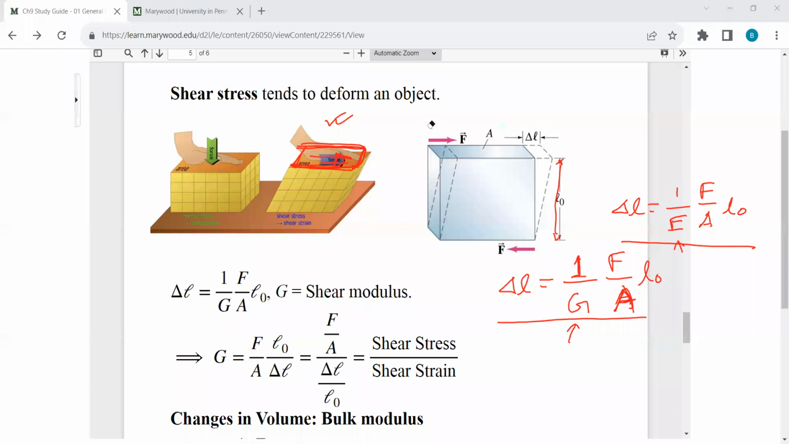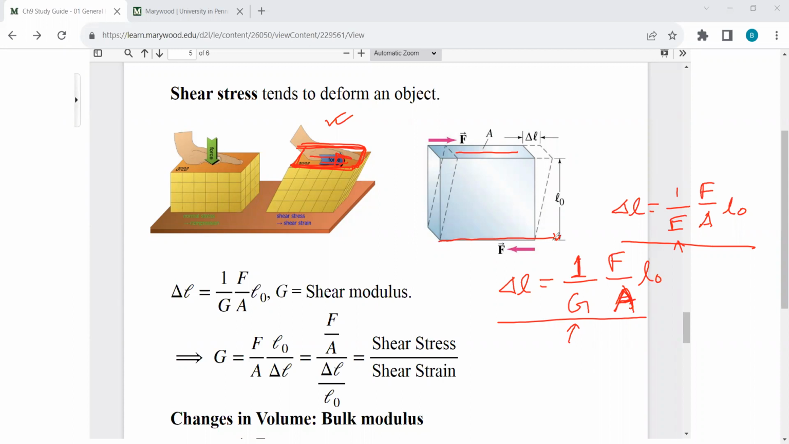It's basically the distance between the two opposite sides where F is applied. F is applied here on the top side, so we have to determine the length from this side to the other side. This is L0.